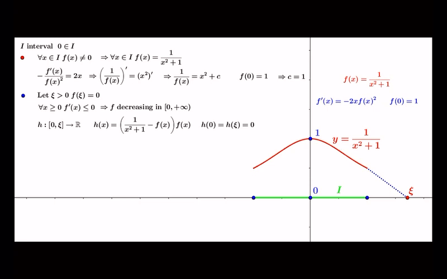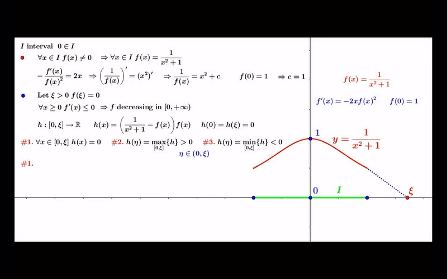There are three cases. First case, h is everywhere 0 on the closed interval from 0 to ξ. Second case, h takes a positive maximum value on the closed interval from 0 to ξ at some η in the open interval from 0 to ξ. Third case, h takes a negative minimum value on the closed interval from 0 to ξ at some η in the open interval from 0 to ξ. We examine each of these cases.